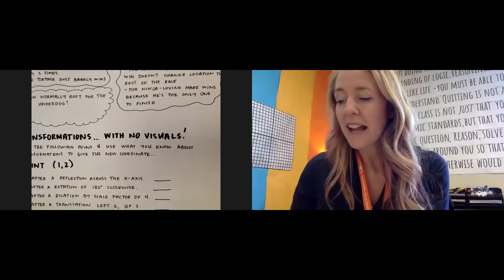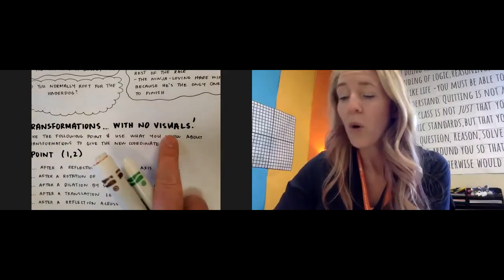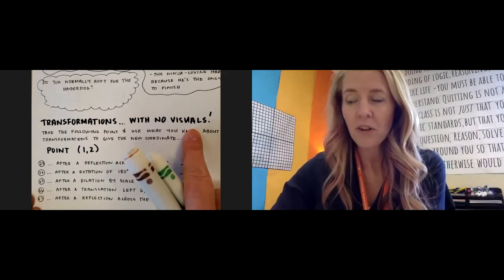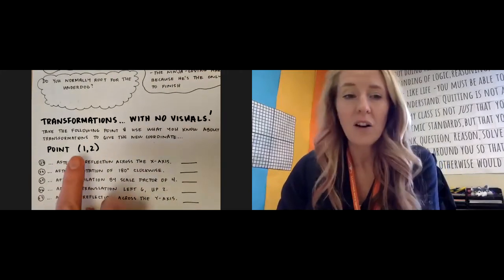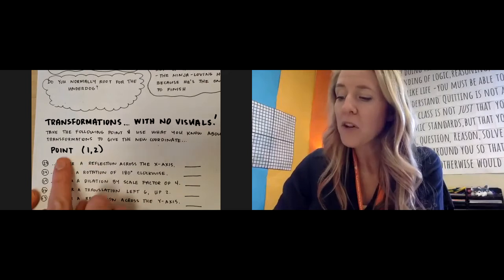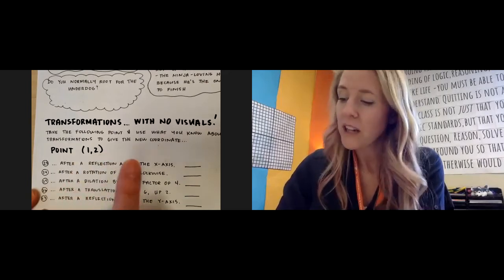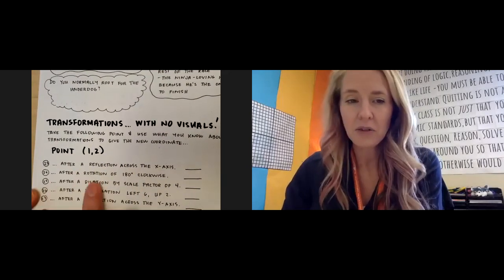All right, last but not least, transformations with no visuals. So I know some of you guys rely on those graphs, those visuals, and you cannot always be able to do that. So if you had the point 1, 2 on a graph, tell me what that point would be after all these different transformations.